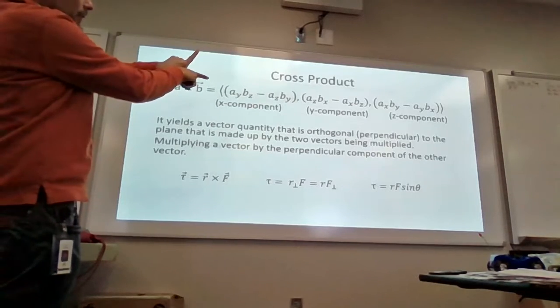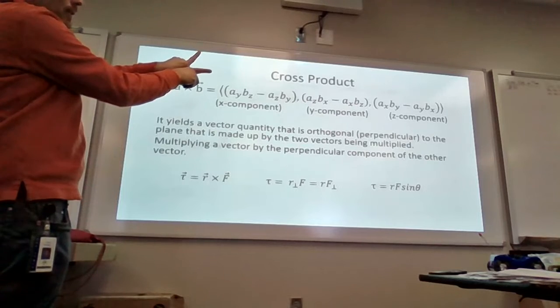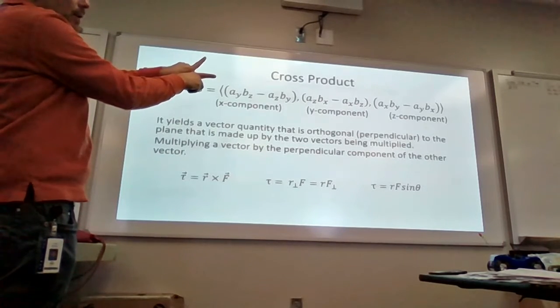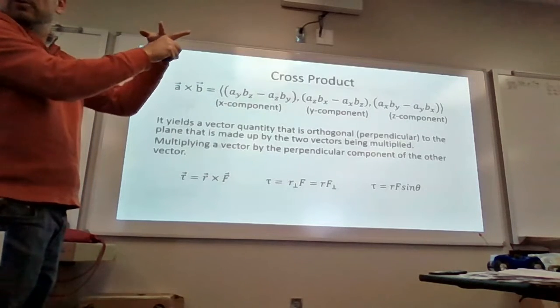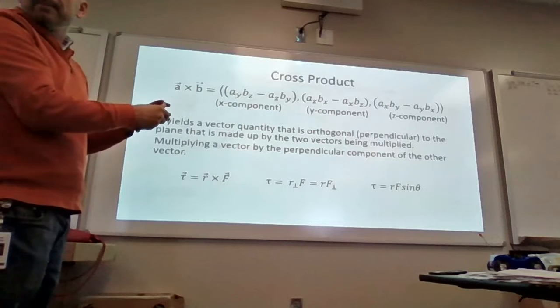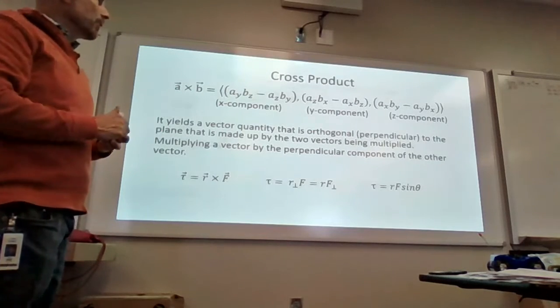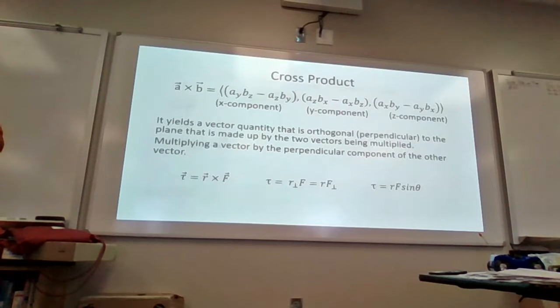So let's say the vector is going like this. The plane that these vectors are in, that cross product will be a vector that is perpendicular to both of those. It will be perpendicular to that plane. Okay, specifically orthogonal to that plane, and that's where the right-hand rule comes from.